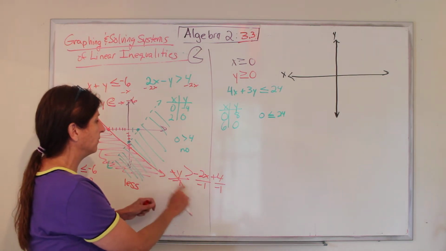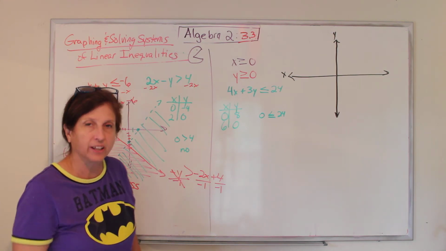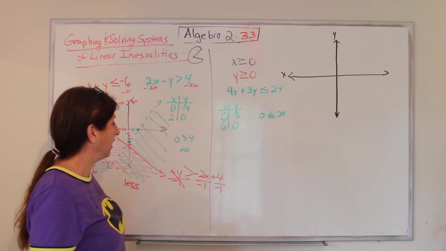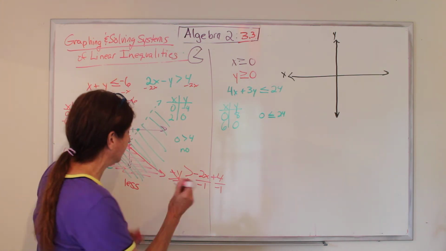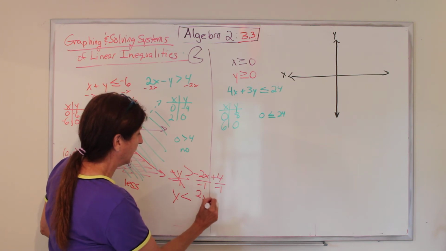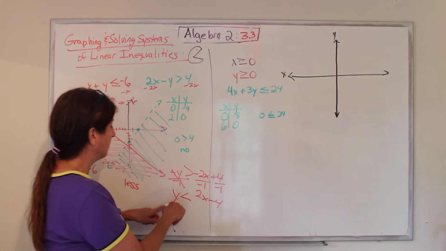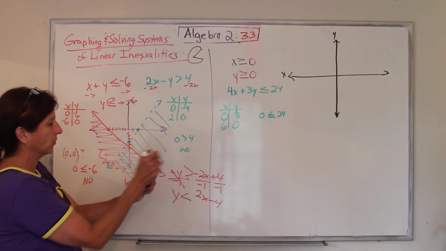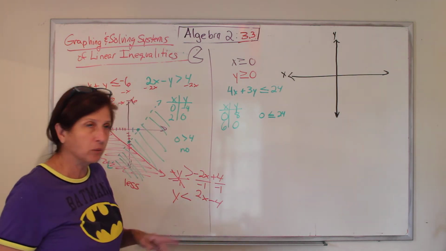But then if you divide both sides by a negative, what do you have to do? Flip it. Flip it. So that gets a little more complicated. Now we have y is less than 2x minus 4. So we do the less than side of y again for the green over here.